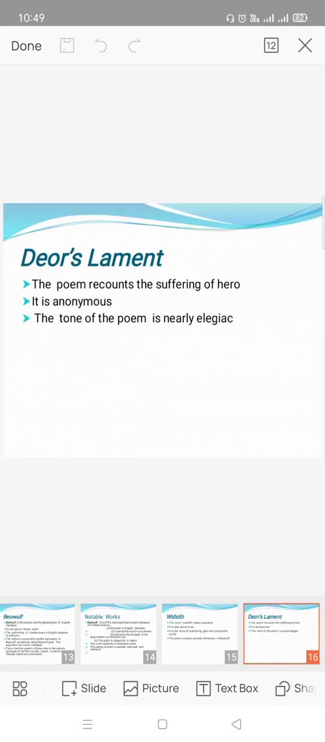And the other poem is Deor's Lament. The poem recounts the suffering of the hero. It is anonymous, and the tone of the poem is nearly elegiac.